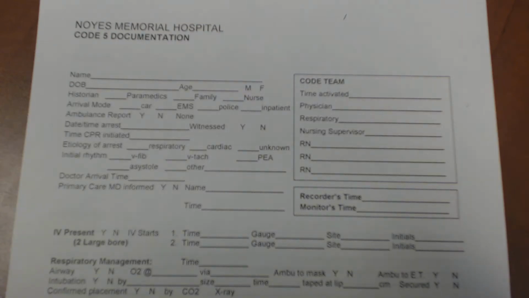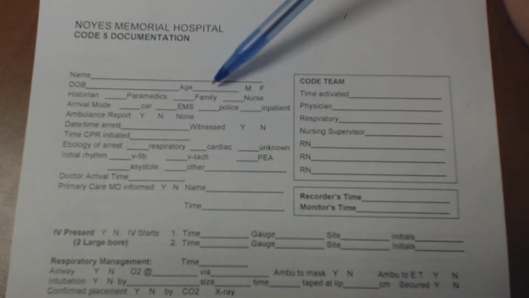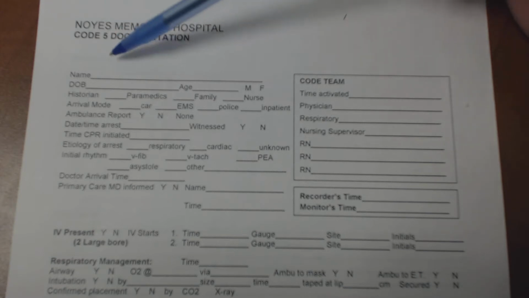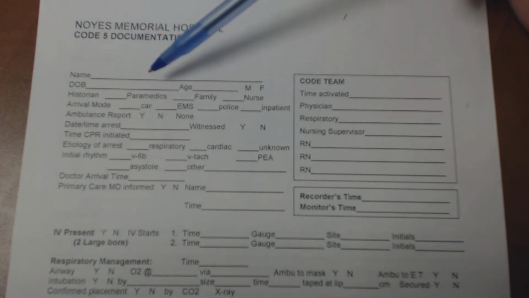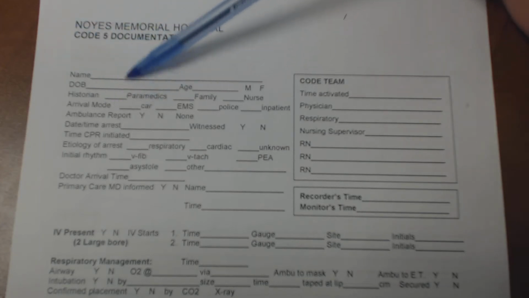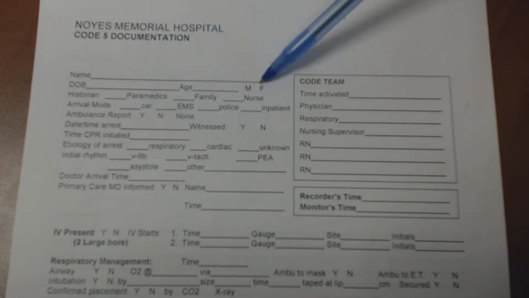Okay, so let's look at the documentation sheet, okay? On the first, you're going to see the patient's name, date of birth, approximate age. If this patient comes to the emergency department and it's a John Doe, then all you have is John Doe. You don't have age, you don't have date of birth, you don't have any of that. Then we need to know the historian, who's telling us the story: the patient, the paramedics, the family, or the nurse.